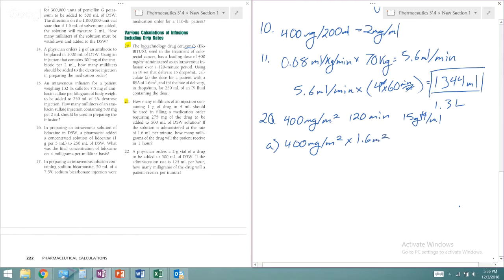1.6 meter squared. So that's 640 milligrams. And then B, the rate of delivery in drops per minute for a 250 ml of an IV fluid containing the dose.